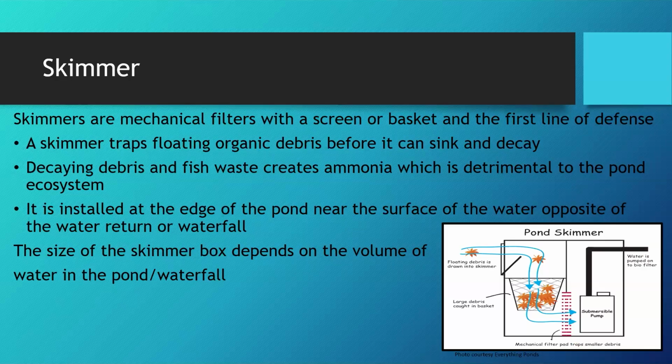If fish waste or debris sink to the bottom of the pond and create ammonia, that is bad for the pond ecosystem and fish that you have in place. So a skimmer will help you eliminate the amount of debris that might sink to the bottom of your pond. They usually encourage you to place the skimmer opposite the waterfall or any other water return source.